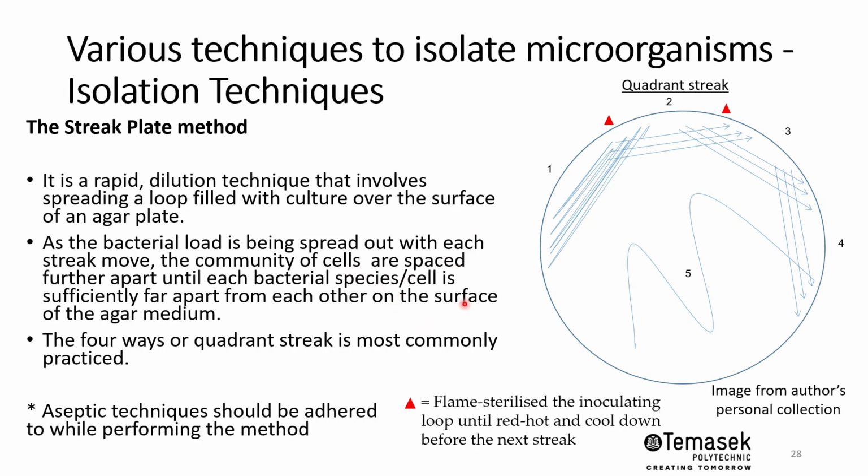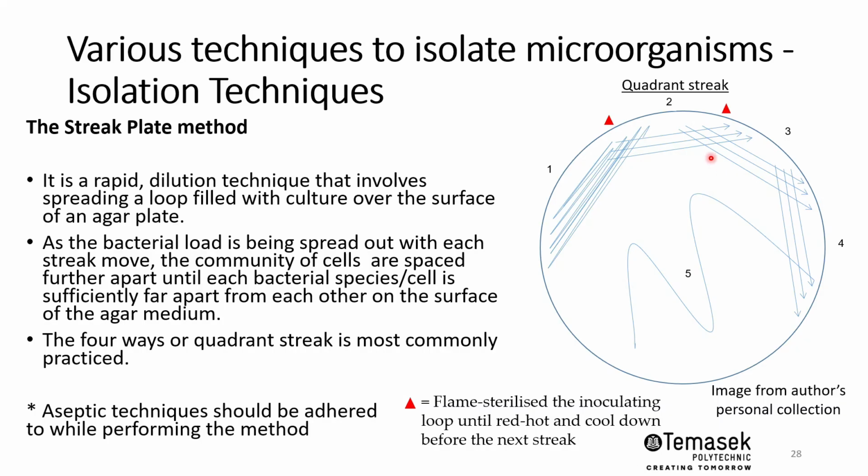So you can see the different areas of the quadrant, 1, 2, 3, and 4. As you streak over the quadrants, the community of cells are being spread out, apart, further and further away from each other, so that you actually utilize the whole plate. And when they're far apart, you get isolated colonies towards the end. So the four-way, or the quadrant streak as they call it, is most commonly practiced.